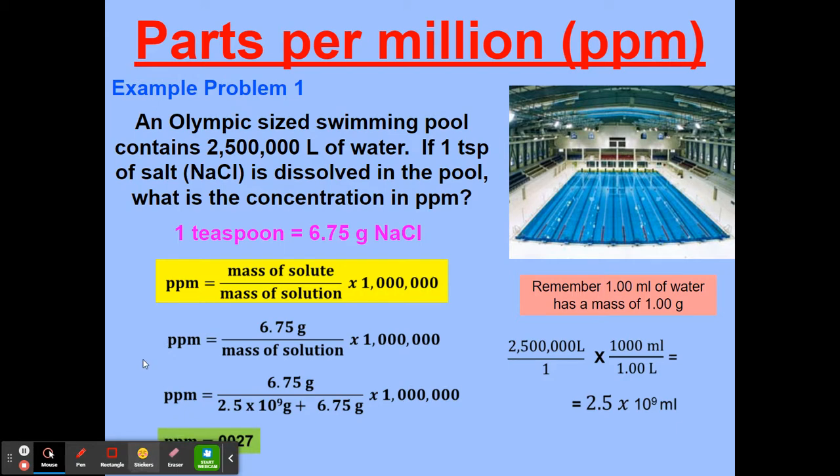When you do that on your calculator, I think I can move this. There we go. You get 0.0027 parts per million of sodium chloride in the pool. That's from 1 teaspoon of salt in that pool. So that's why this parts per million unit comes in handy for things that are really low concentrations.